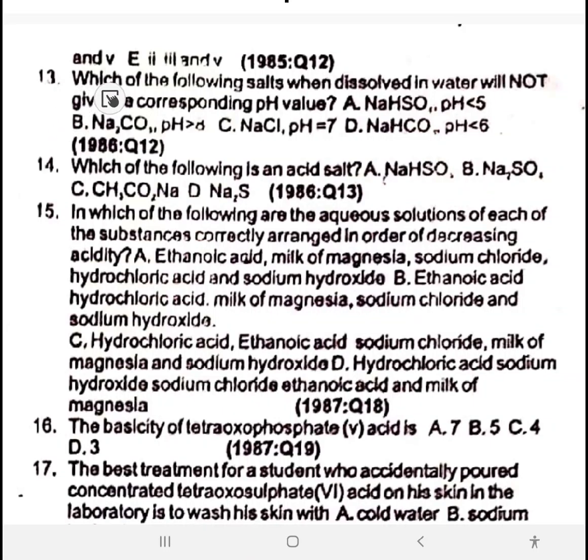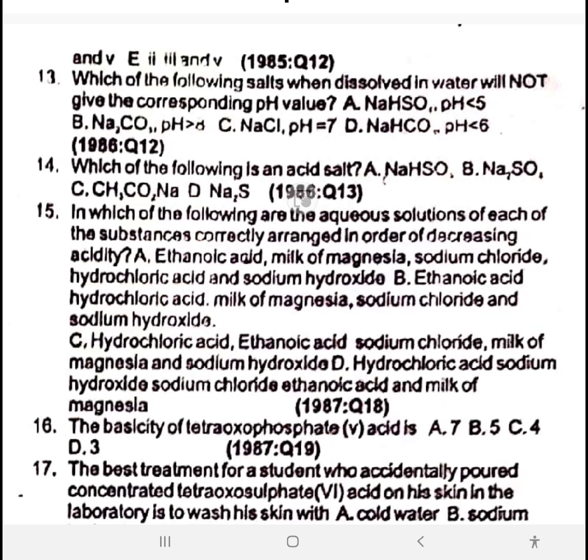Number 13. Which of the following salts, when dissolved in water, will not give the corresponding pH value? I'd like us to jot this down, please.